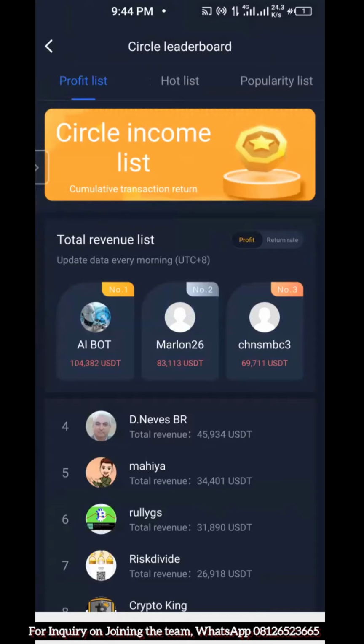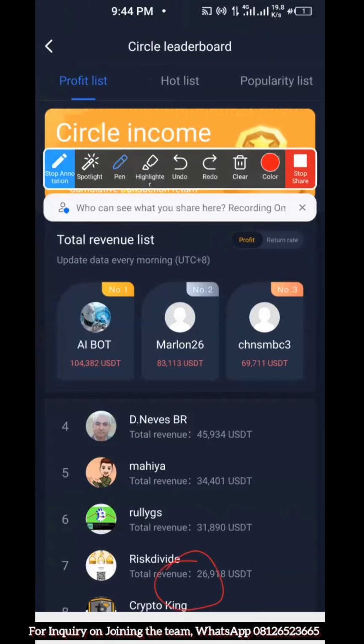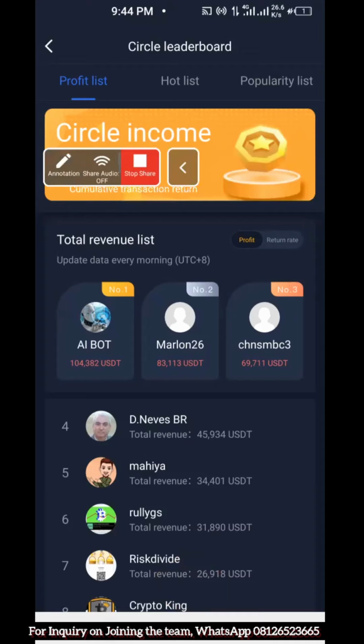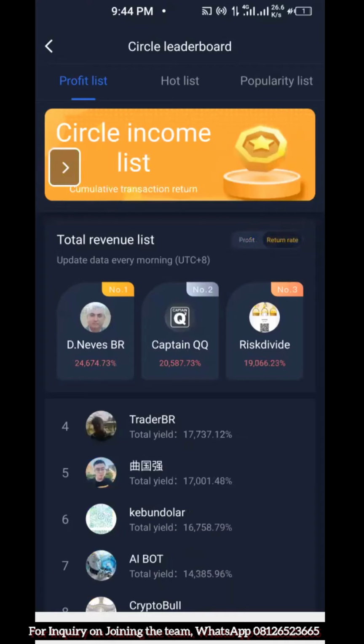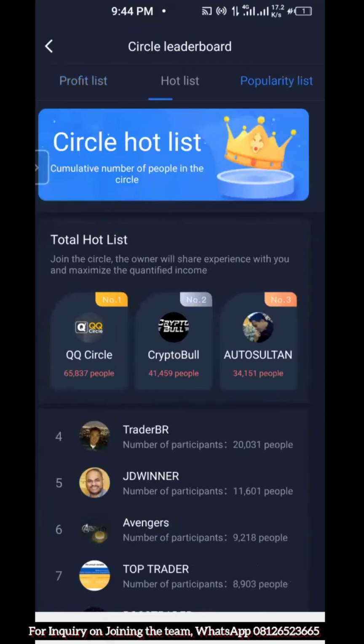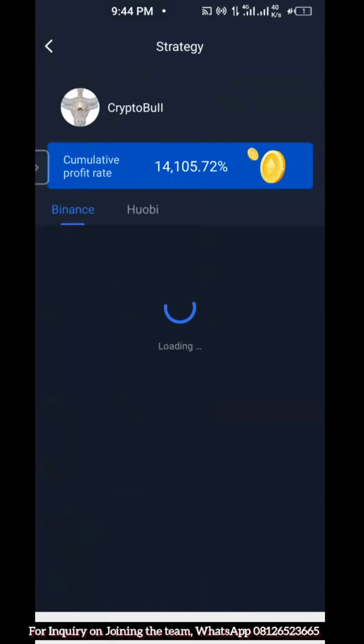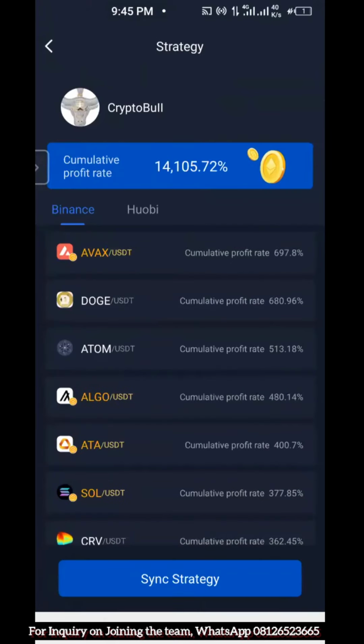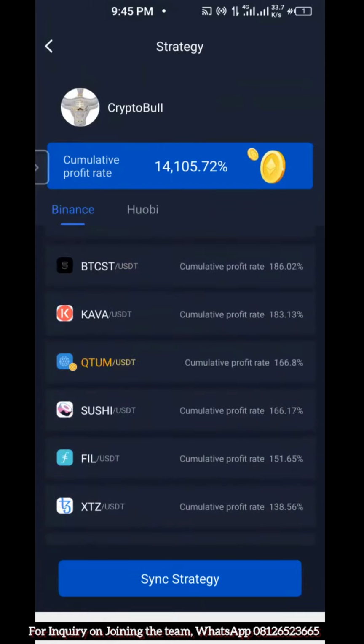So you can toggle this button. One second. This button, you can toggle it to see it by percentage. Okay, can you see? He has made 24,674% of his capital. So such a person, you can click on him and just click sync trade. Once you click sync trade, it's going to synchronize his strategies with you. So you see, I've selected Crypto Bull. Now he's trading AVAX, Doge, and so many other coins.